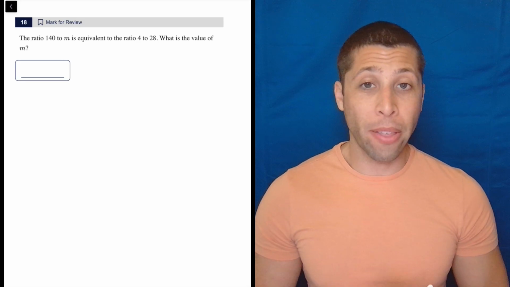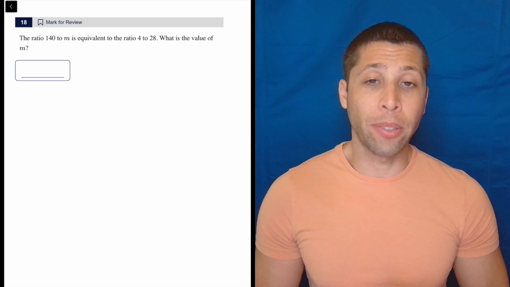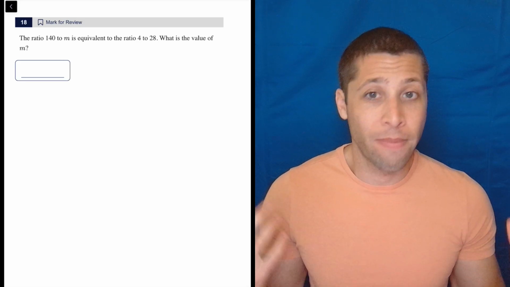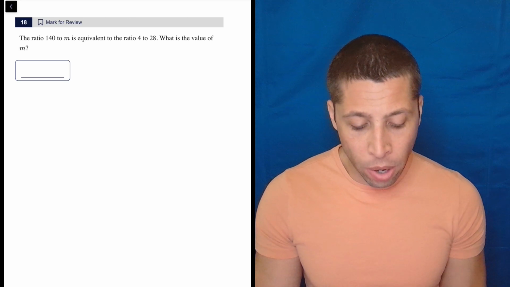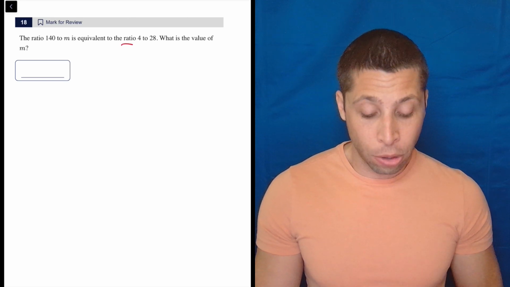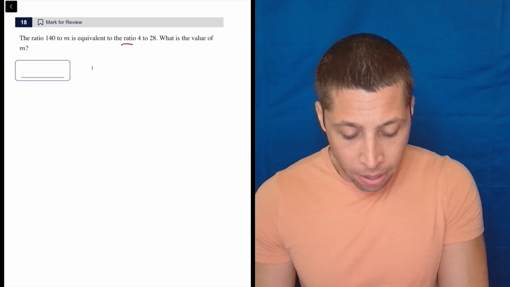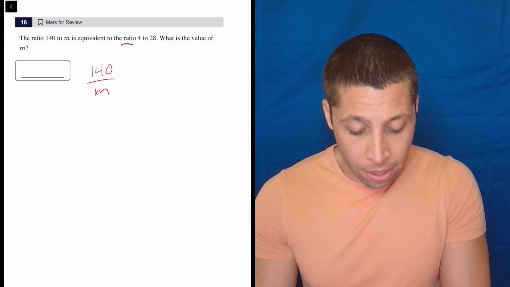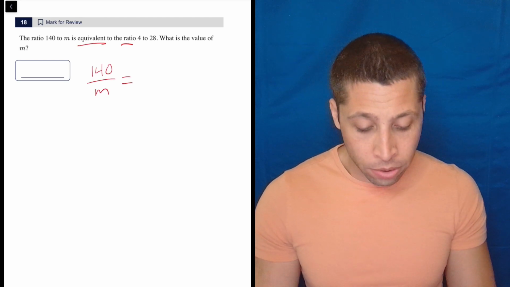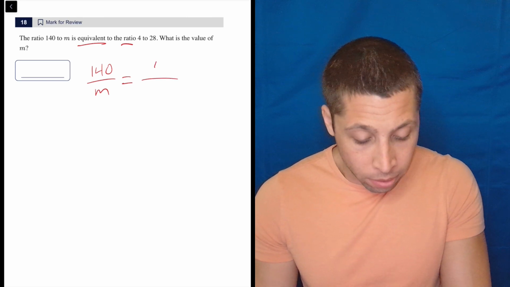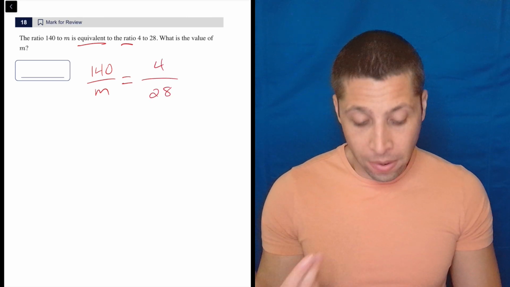This is a great example of a math question that is, as I've been saying throughout this module, just about instructions. Follow the instructions. The only thing we need to know is that a ratio is a fraction. So if we just follow this very literally, the ratio 140 to m is equivalent, that means equals, to the ratio 4 to 28. What is the value of m?